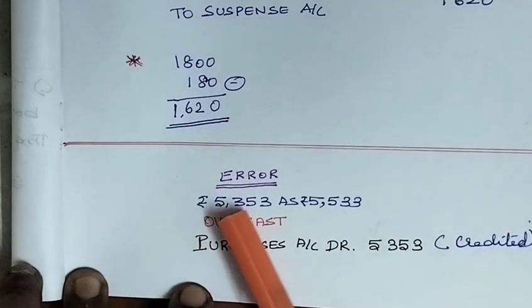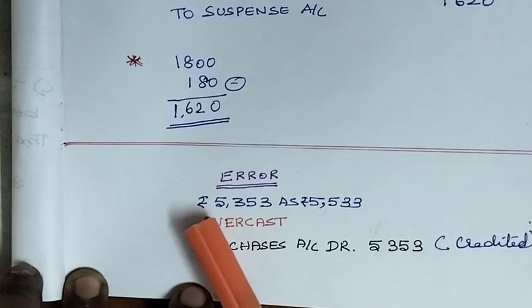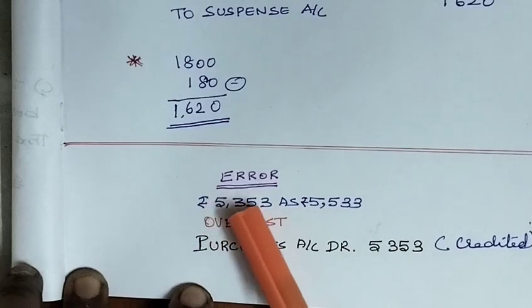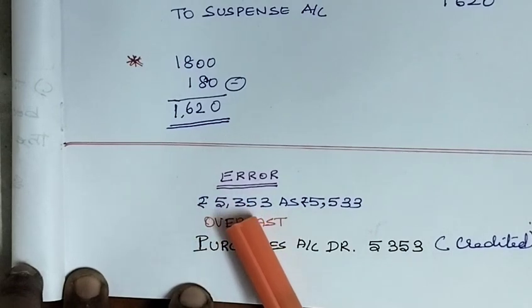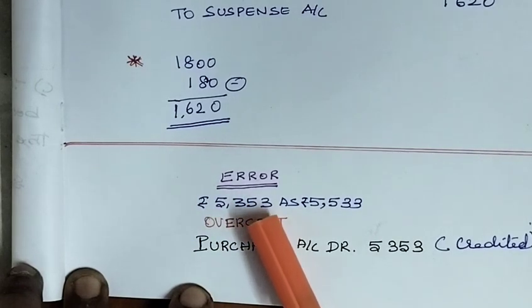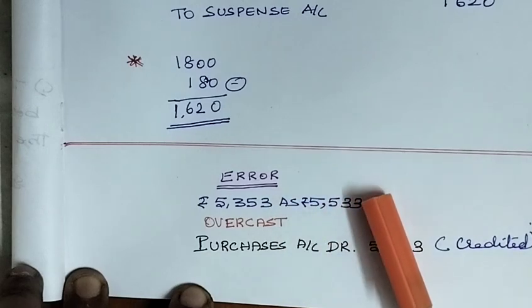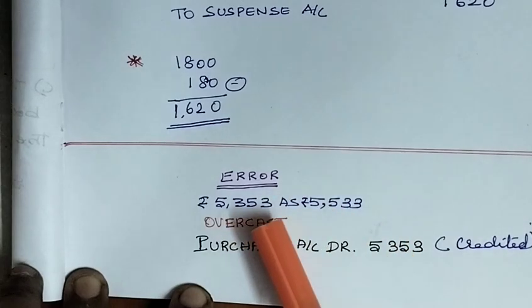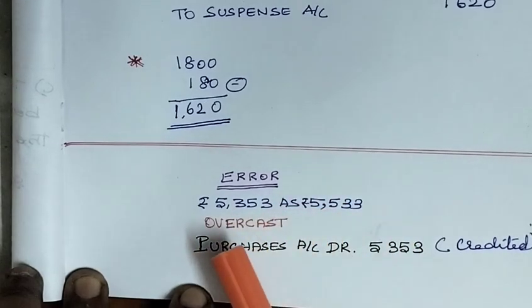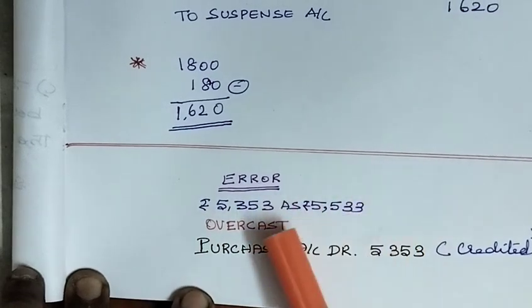So the actual error is we have to enter 5,353 instead of 5,553. They entered 5,553. Okay, so the amount is the error. It is overcast. It shows overcast.